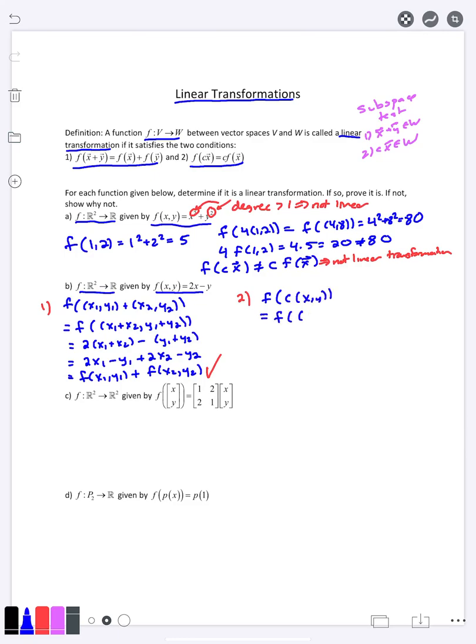Well, that's the vector cx, cy. And my function says 2 times the x-coordinate minus the y-coordinate. And then notice that I can factor c out of this. And that's c times f of xy. And so once again, it does work. And since both 1 and 2 are true, that means yes, it is a linear transformation.